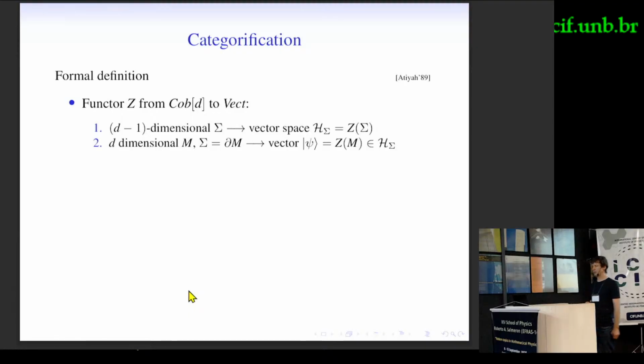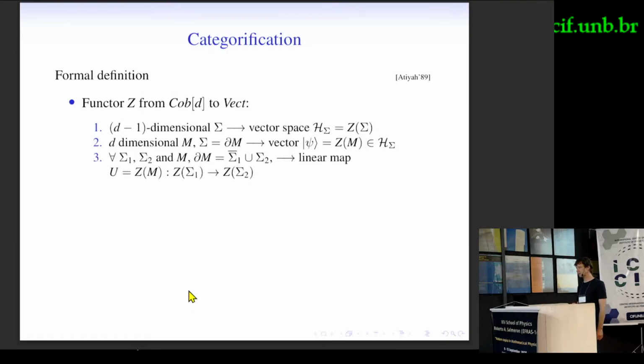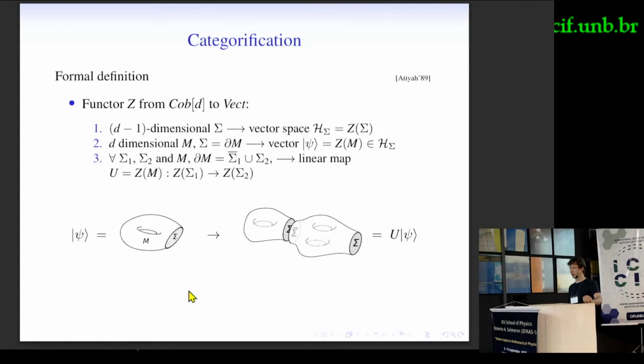So a higher dimensional manifold will be mapped to a vector in the Hilbert space. And if you have two sigmas, and then you have a manifold that connects them, a cobordism, that will be mapped to a linear map between two Hilbert spaces. So here is just a diagram that illustrates these definitions.